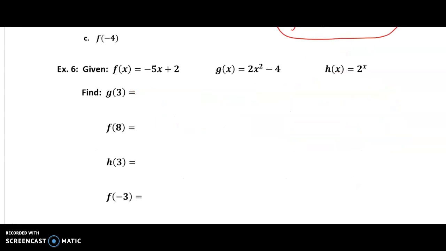Now here in example 6, we are given 3 different functions. We have f of x equals negative 5x plus 2, g of x equals 2x squared minus 4, and h of x equals 2 to the x power. What I want you to do is take the time here to see if you can evaluate these different functions to start. Let's start with the first 3. Find g of 3, f of 8, and h of 3.